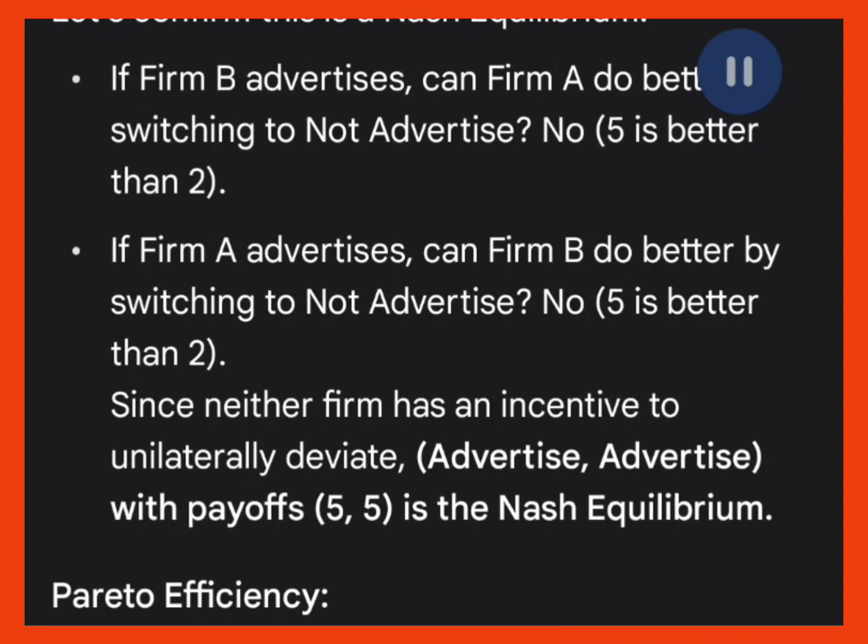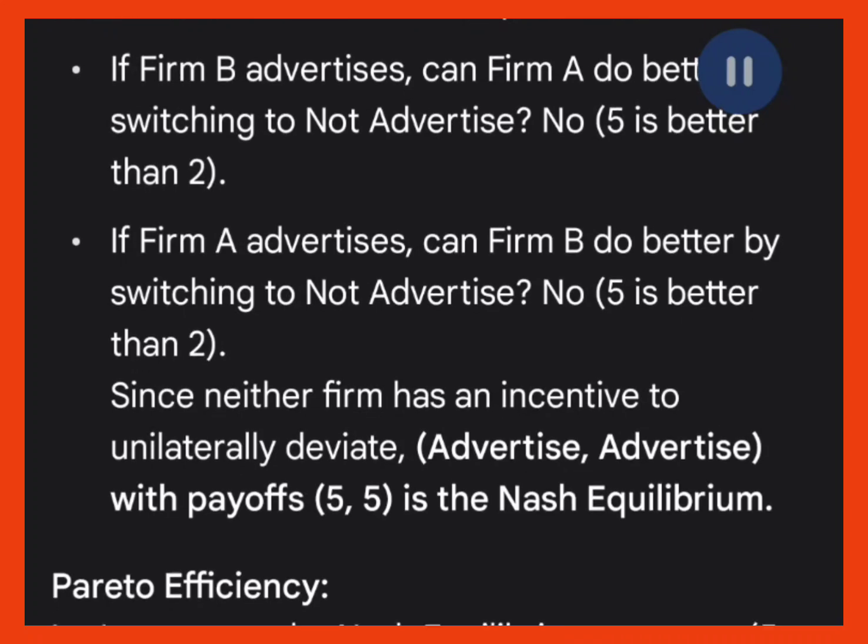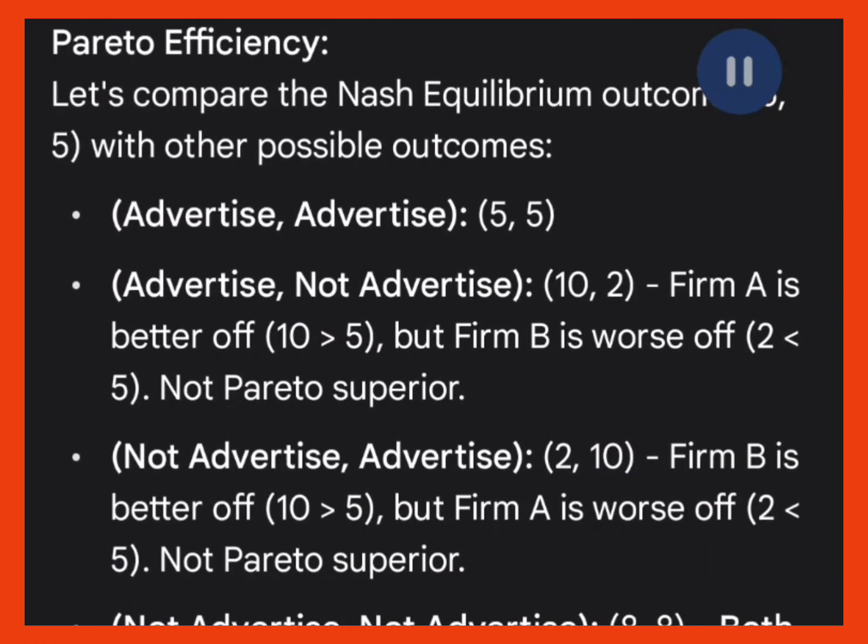If Firm A advertises, can Firm B do better by switching to not advertise? No. 5 is better than 2. Since neither firm has an incentive to unilaterally deviate, advertise, advertise, with payoffs 5, 5, is the Nash equilibrium. Pareto efficiency. Let's compare the Nash equilibrium outcome, 5, 5, with other possible outcomes.